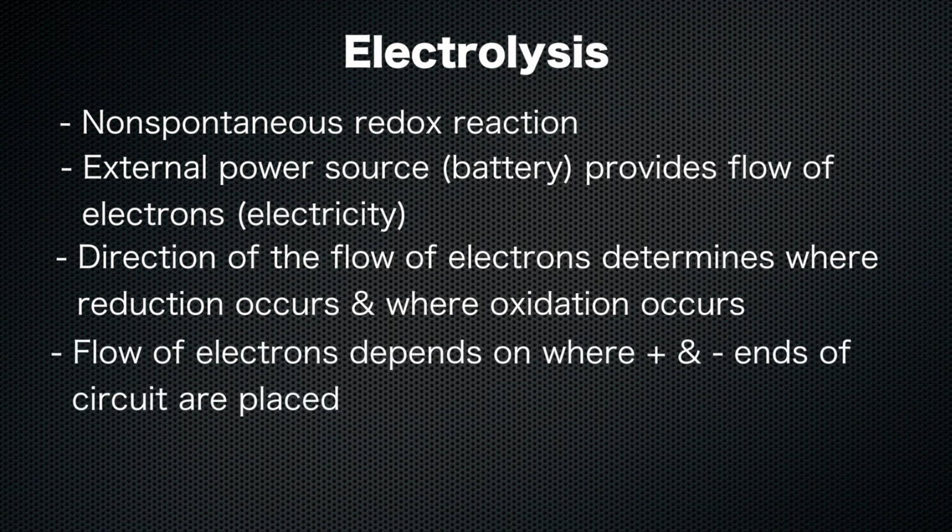This flow of electrons depends on where we place the positive and negative ends of the circuit from the external power source. The positive end goes on the anode we want to use, and the negative end goes on the cathode we want to use, so that the electrons flow from the anode to the cathode.